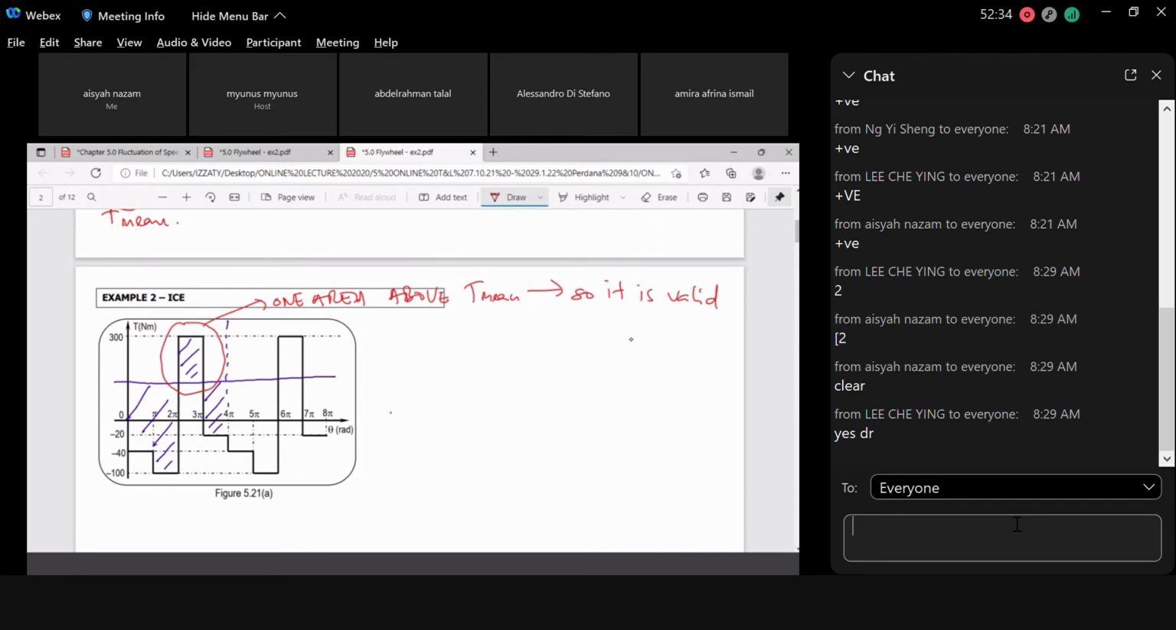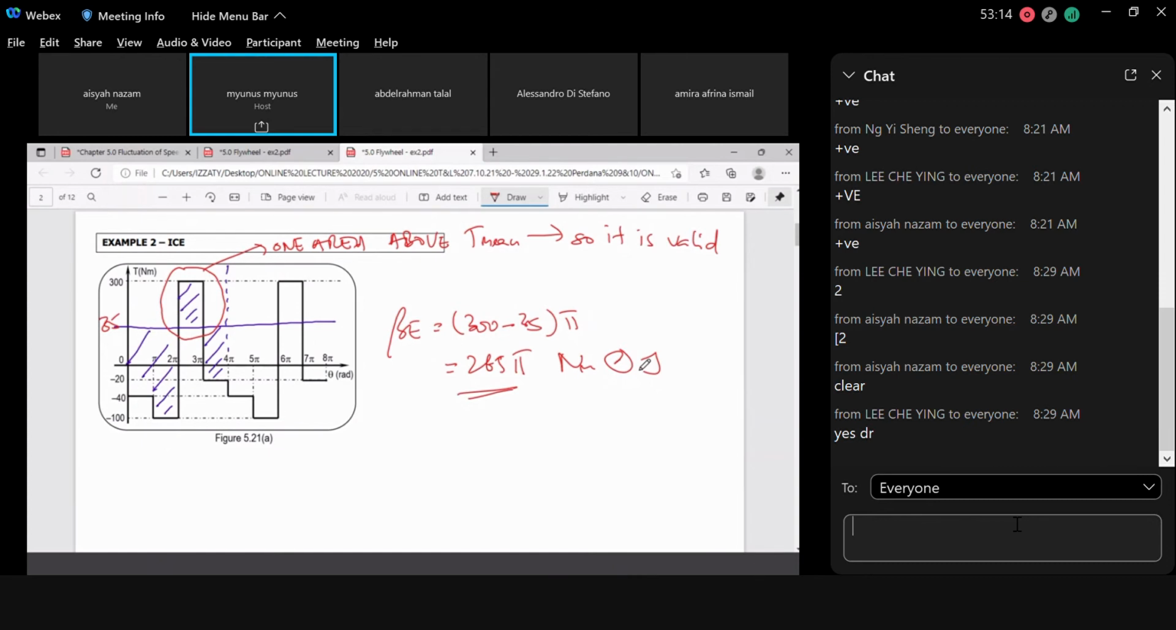As it is valid, beta E now is equal to this one. What you have is 300 minus this one, 35 just now, 35 by pi, which will give you 265 Newton meter or joules. Is that clear? It's very simple, right? Compared to the first one, this one is a shortcut way. And remember my advice. If you really need to complete this solution and you're running out of time, use this one. If you have ample time, use the normal solution. But you can always use it as your counter check, to check your result. So you will be getting the same result as what you had earlier.